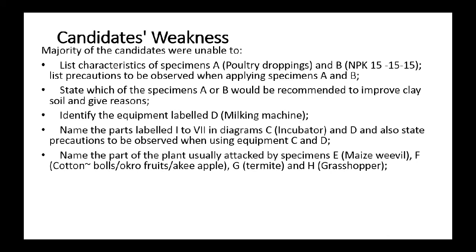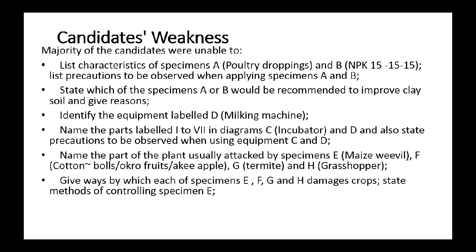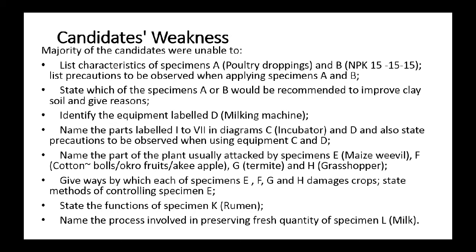They were also unable to name parts of the plant usually attacked by specimens E, F, G, and H. They were also unable to give ways by which each of the specimens E, F, G, and H damages crops. They were also unable to state the method of controlling specimen E, and unable to state the function of specimen K. They were also unable to name the process involved in preserving a fresh quantity of specimen L, which is milk.